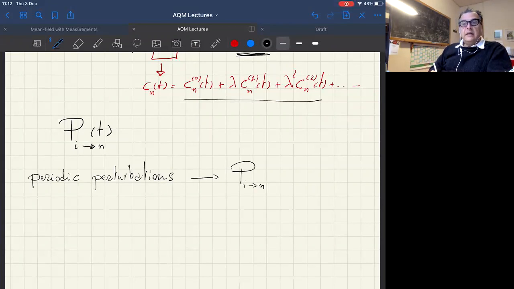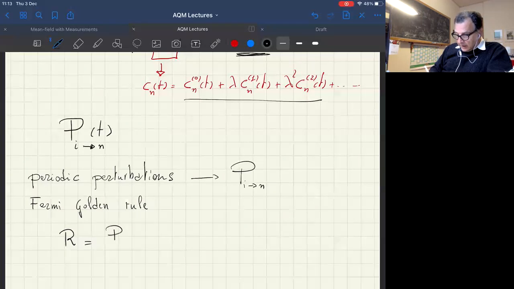Last Tuesday, the last thing we did was to derive what is known as the Fermi golden rule. So that was to consider the transition rate. The transition rate is nothing else than the probability to go from the state I to the state N per unit time. So it's just this probability, considering t going to infinity.